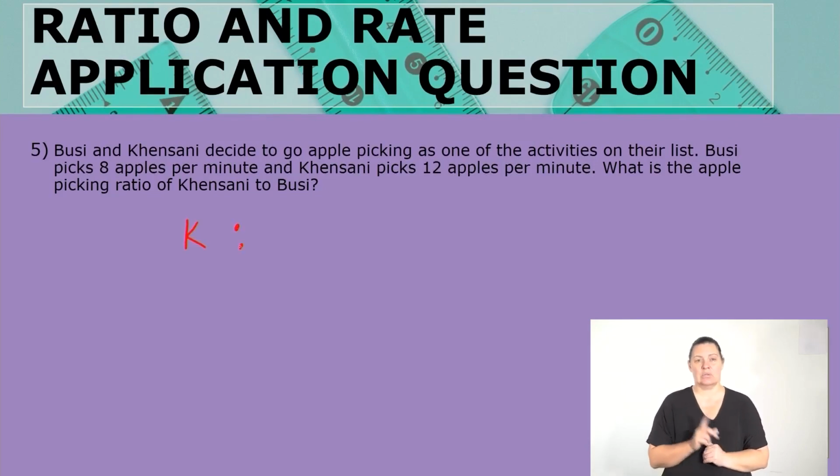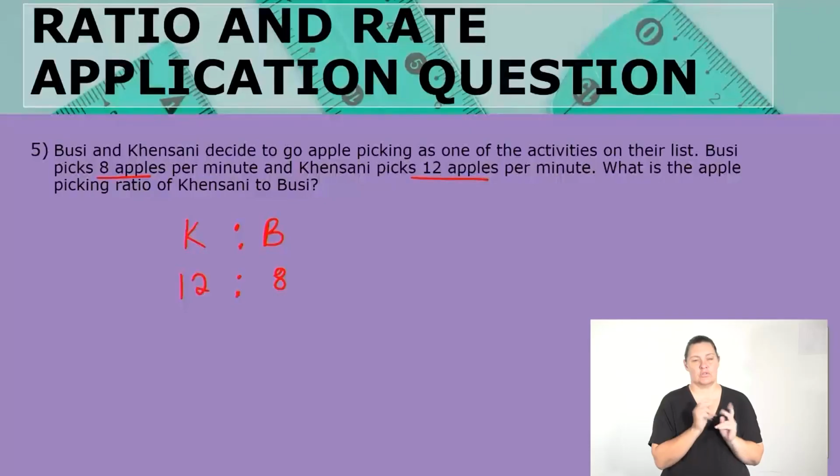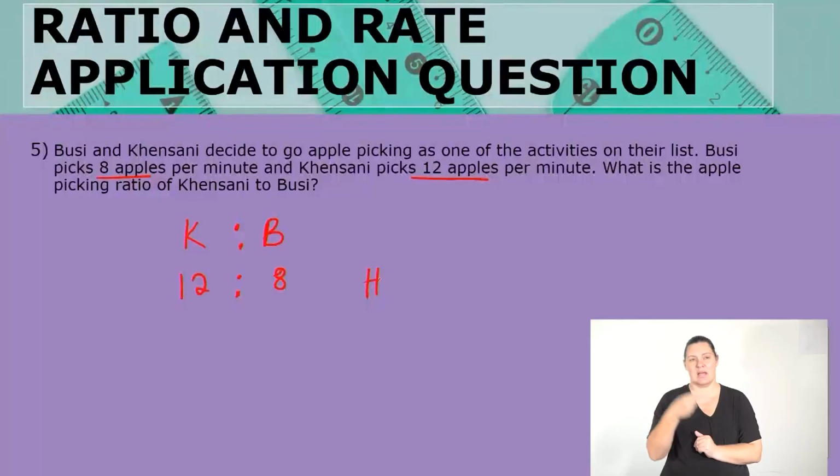So, Kensani to Busi. Remember, Kensani was 12 apples per minute and Busi was 8 apples per minute. So now we are calculating ratio because we are dealing with quantities of the same kind. So that means that their ratio there is 12:8. But remember, we need to simplify that, and we simplify that using the highest common factor.